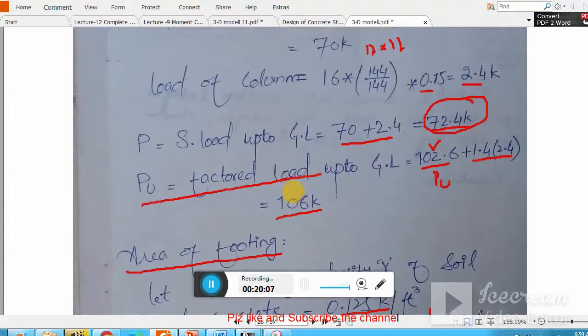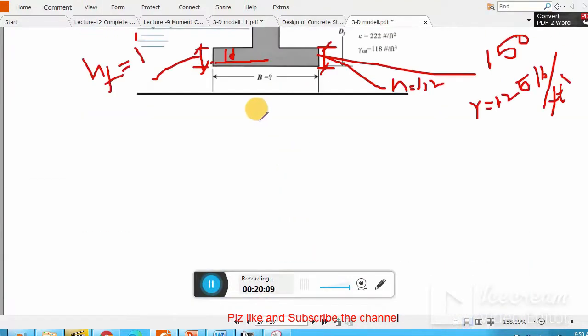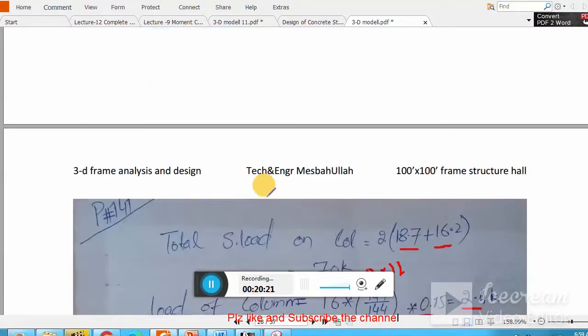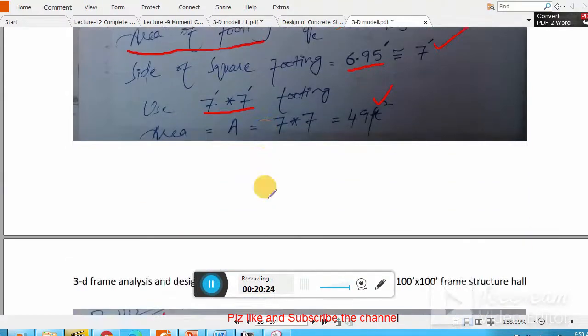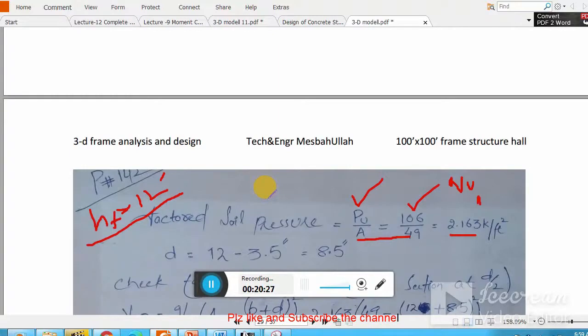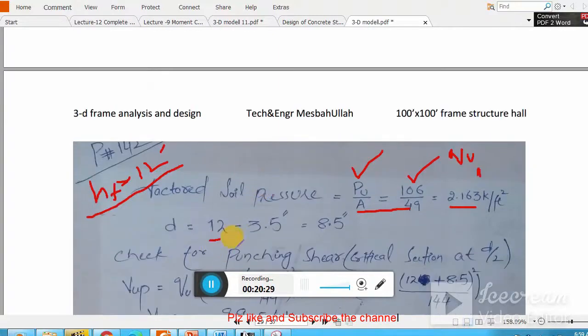Clear? Remember, in case of footing, we have to provide an effective cover of 3.5 inches, or 3 inches, not less than 3 inches, because there are more severe conditions in footing, so chances of corrosion of steel. So I'm using 3.5 inch, which gives me 8.5 inch. Remember, this is now my effective depth.